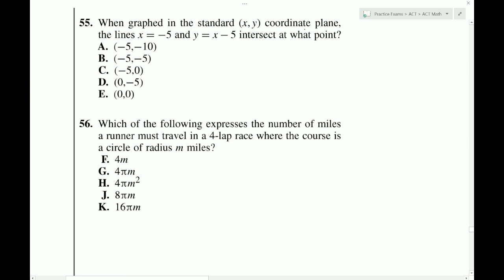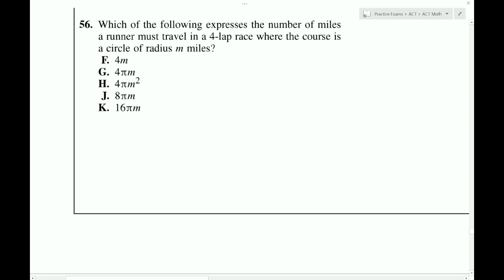When graphed in the standard xy coordinate plane, the lines x equals -5 and y equals x minus 5 intersect at what point? So x equals -5, we could plug that in for here. So -5 minus 5, so that's -10. Right? And we know, of course, the x value is -5, so -5, -10 is our answer.